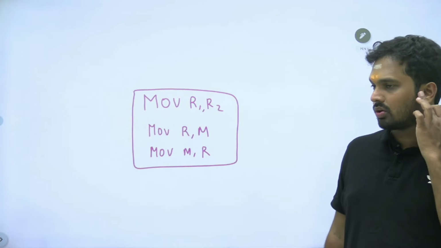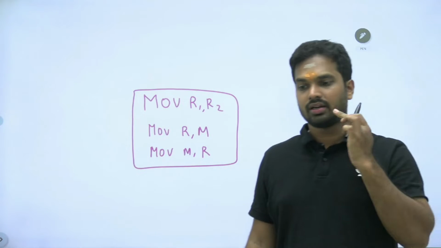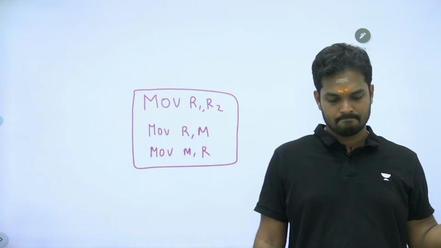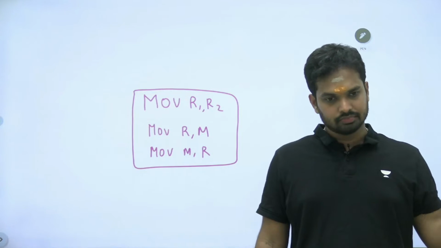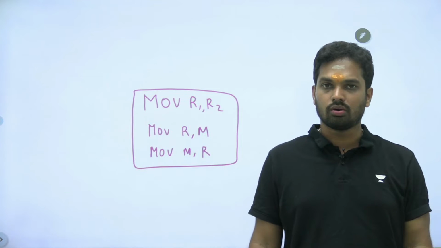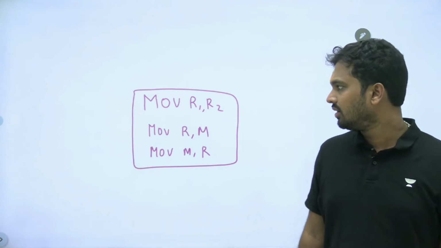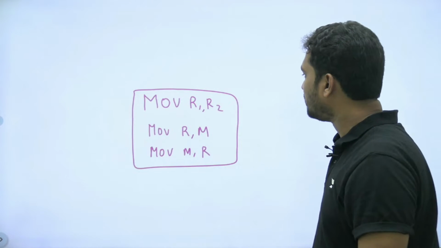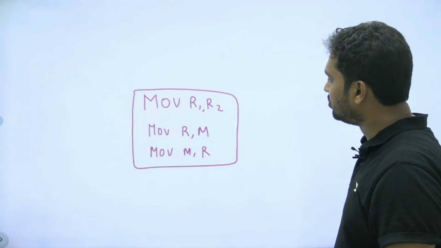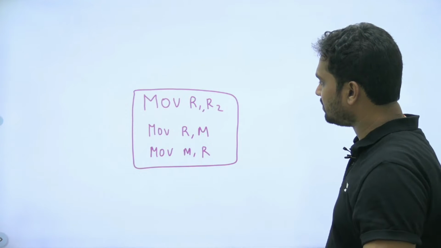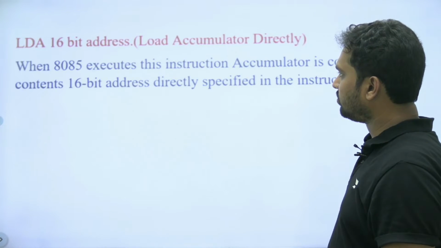We have the data transfer group of instructions, arithmetic group of instructions, branch transfer, machine control, stack, all those things I gave you in the last lecture. So here in this data transfer group of instructions, move R1 comma R2, move R comma M, move M comma R ho gaya. So I don't want to repeat the same thing again and again, so let's move further.